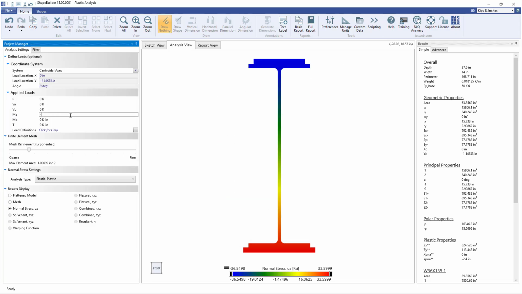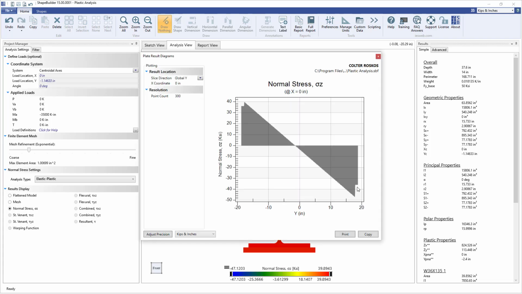Increasing the moment to negative 35,000 kip-inches, letting the analysis run, and then slicing through the cross-section shows that both the top and bottom cover plates have now yielded. The plate result diagram clearly shows the stress in each plate at 36 ksi, the yield strength of the A36 material, while the beam remains elastic. You can see the stresses in the flanges and webs are below the 50 ksi limit of A992 grade 50 steel.